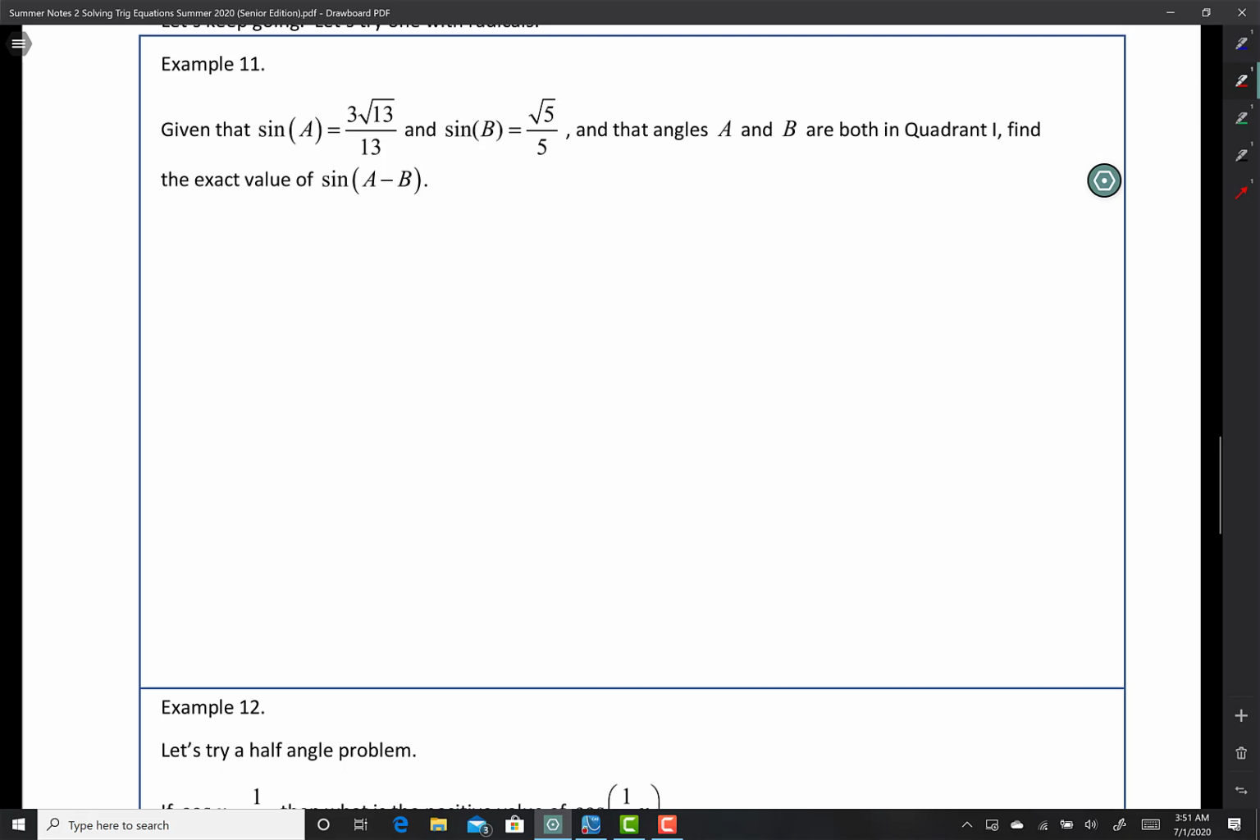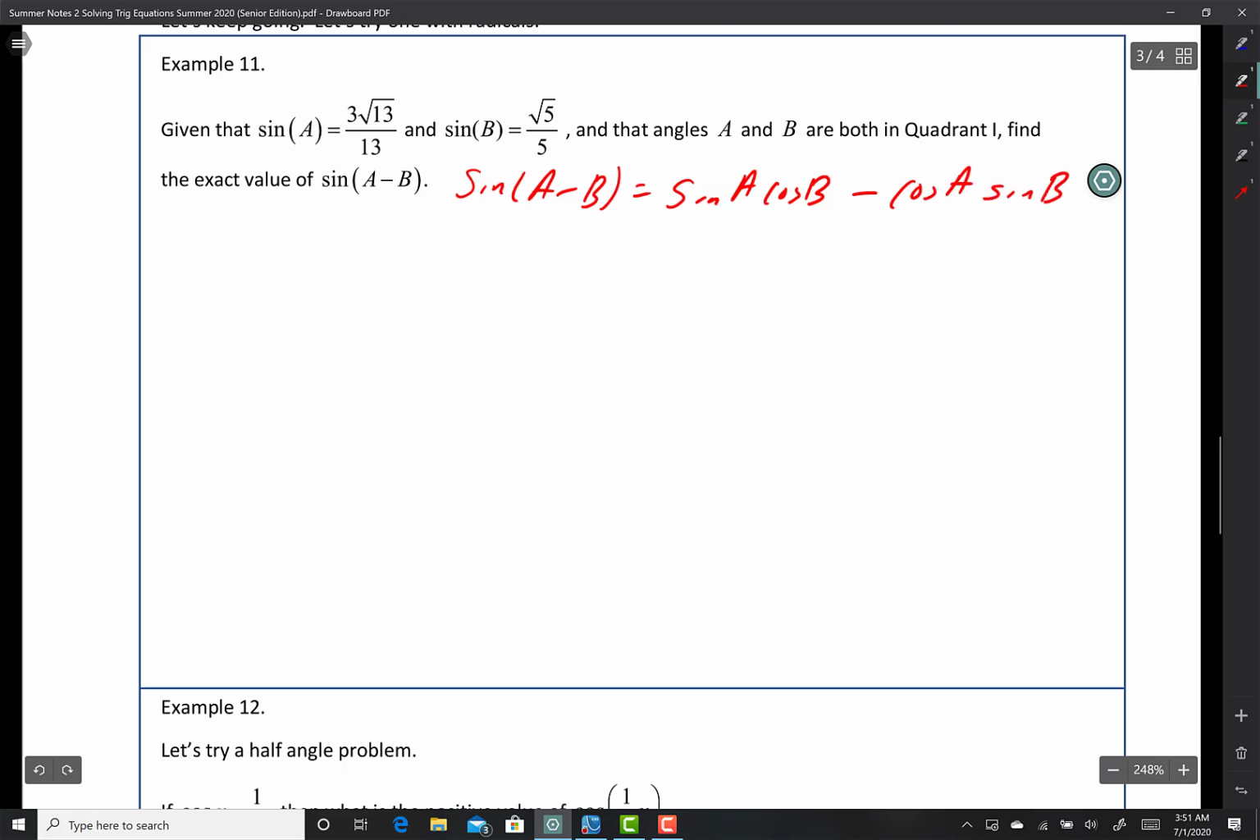All right, so let's go ahead and do that. So sine A minus B is equal to, let's see, say it with me. Sine A cosine B minus cosine A sine B. Good job, guys.